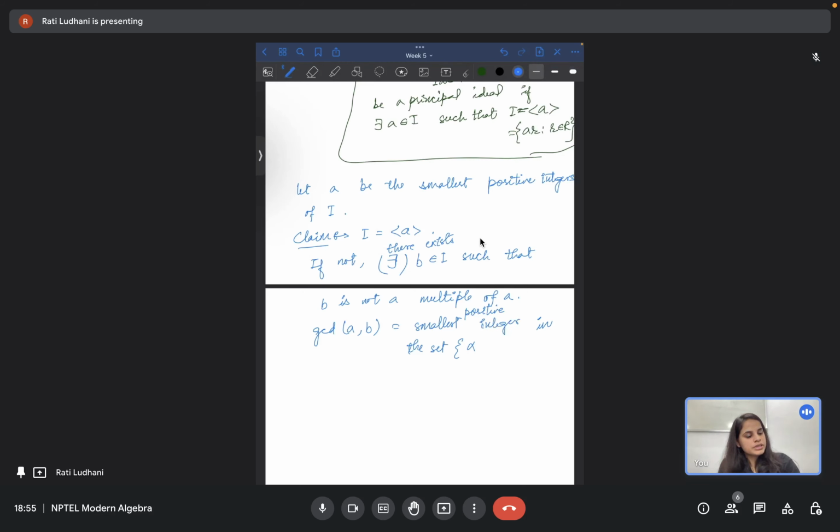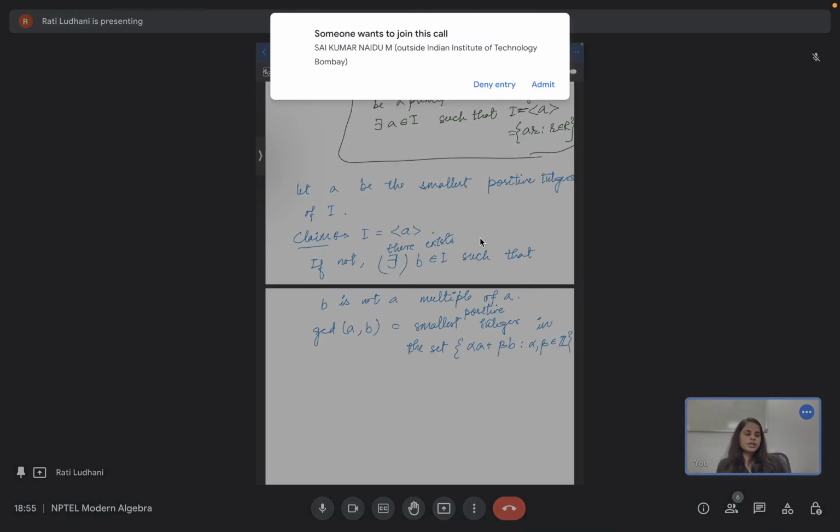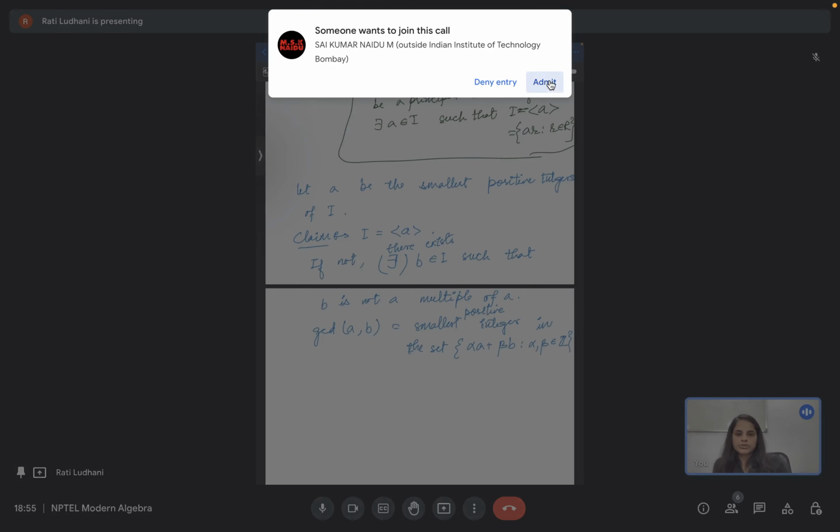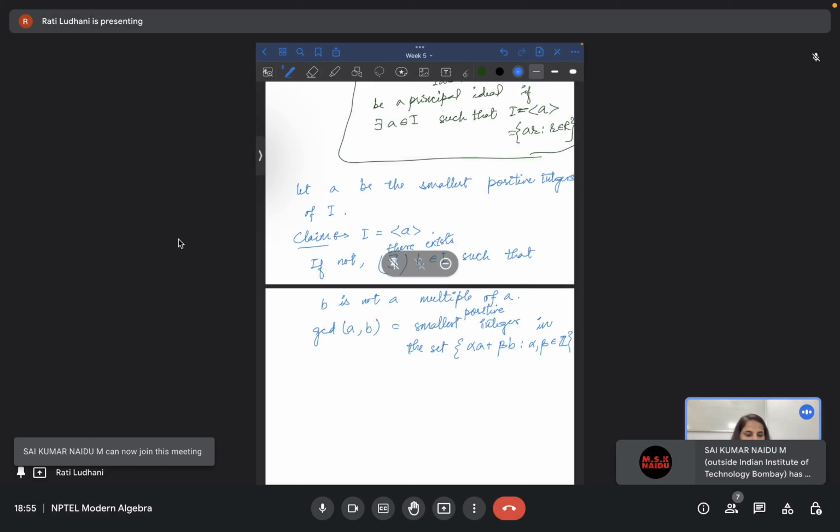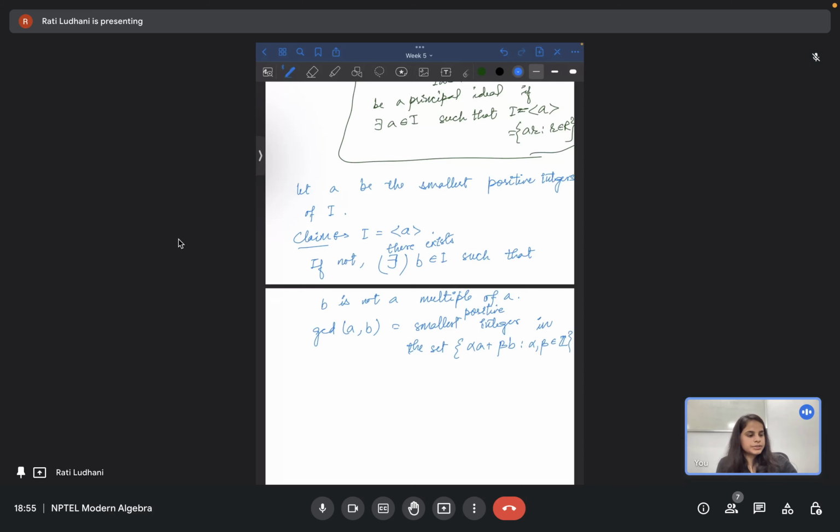Smallest positive integer in the set alpha A plus beta B such that alpha and beta belong to Z, right? That is the definition, right? So the smallest positive integer which you can have as a linear combination. Okay, so smallest positive integer in the set alpha A plus beta B, that is your set. So here, if you see alpha A plus beta B, what is this?